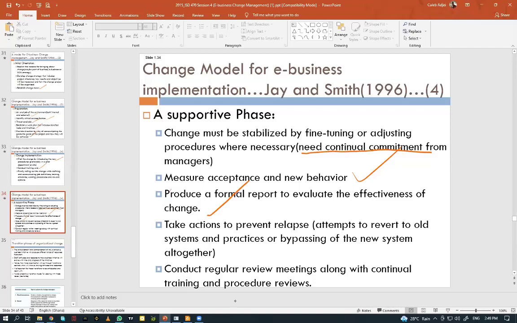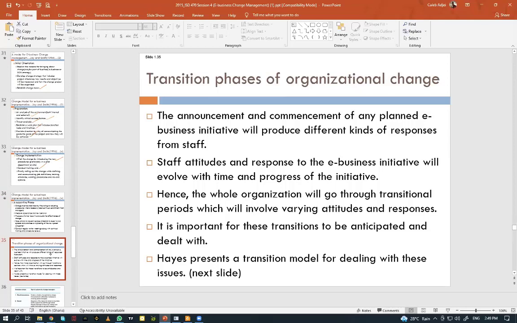Then we have to take action to prevent relapse. People who want to revert to the old system, or who want to bypass the new system, we have to take action against them, because of maybe their selfish interests or how they use the old system to cheat the organization. They always want to revert back. So you need to take action to prevent a relapse, or going back to the old system. Then we need to conduct regular review meetings along with continual training and procedure review. We need to continually review the system to make sure that it is actually performing the function or the role we intend it to play.